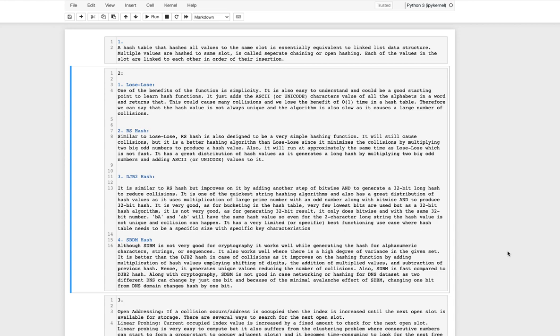Also, SDBM is fast compared to the DJB2 hash, along with cryptography. SDBM is not good in case of networking or hashing for DNS datasets, as two different DNS names can differ by 1 bit, and that causes the minimum avalanche effect of SDBM. Changing 1 bit in a DNS domain changes the hash by 1 bit.